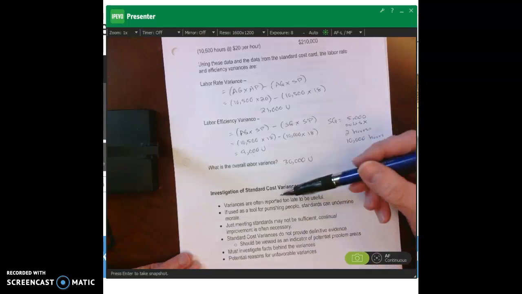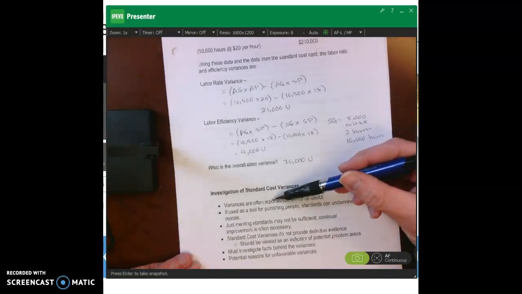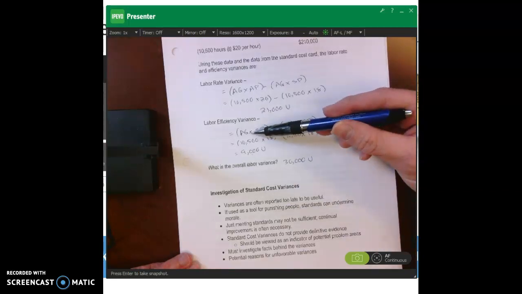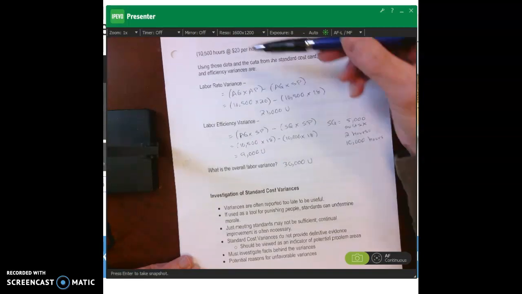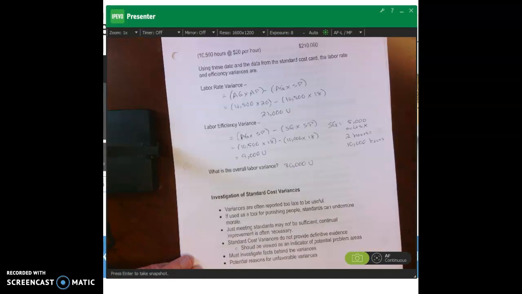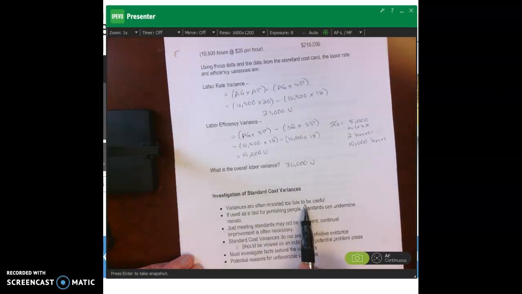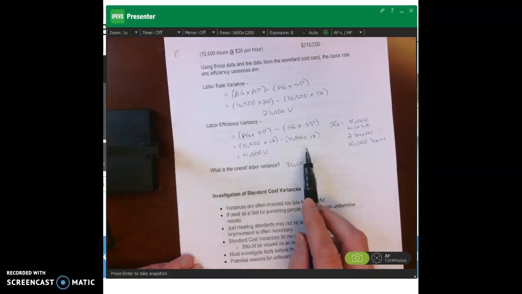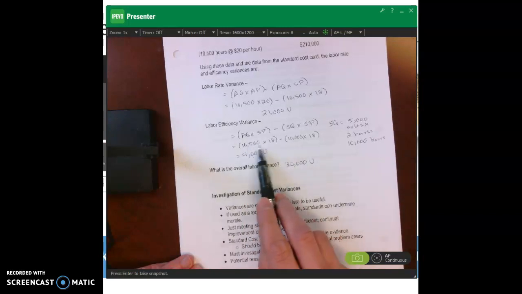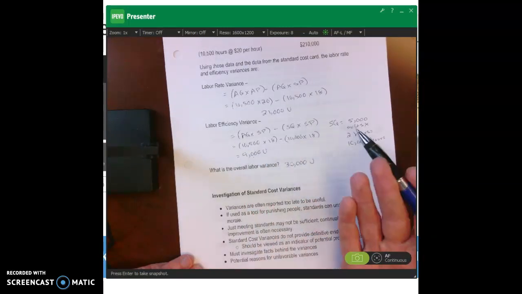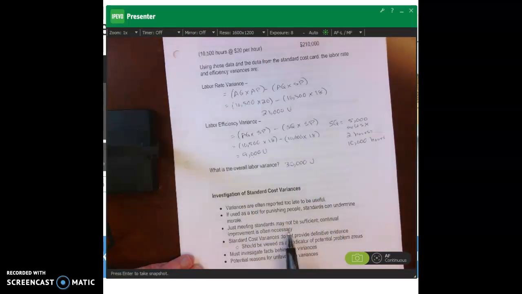Variances are a lagging indicator because I have to wait for what actually happened during the month to calculate them. I say this is how many hours we actually used, but I only know that after it has already happened, so it can be reported too late to be useful. If it's used as a tool for punishing people, you could undermine morale. Just meeting the standards, say if this were 10,000, then we would have 0 variance, which means we met the labor efficiency standard. That may not be sufficient. We want to continually improve.